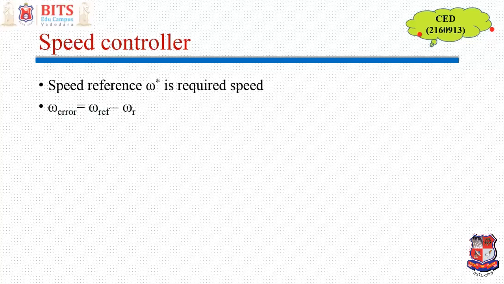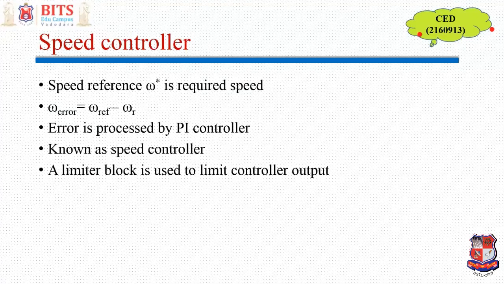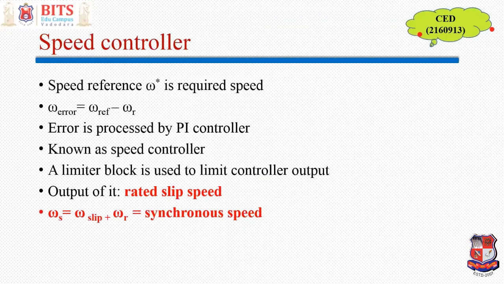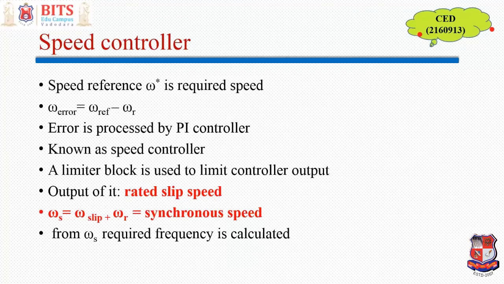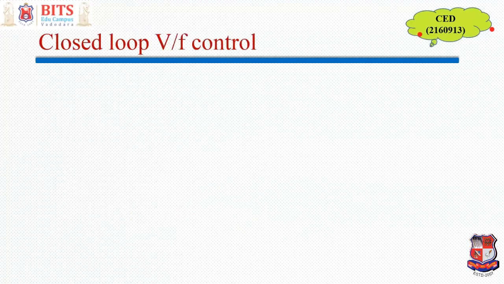स्पीड रेफरेंस की हमने ऑलरेडी बात कर ली है. स्पीड एरर इज रेफरेंस स्पीड माइनस एक्चुअल स्पीड. एरर इज प्रोड्यूस्ड बाय पीआई कंट्रोलर. लिमिटर ब्लॉक के बारे में बात कर दी है. आउटपुट इज रेटेड स्लिप एंड अल्टीमेटली सिंक्रोनस स्पीड इज कैलकुलेटेड बेस्ड ऑन द रिक्वायर्ड और रेटेड स्लिप स्पीड प्लस द एक्चुअल, राइट? फ्रॉम ओमेगा is required frequency is calculated. Indirectly you are controlling slip of the induction motor in this method. So this method is also known as slip control method also.